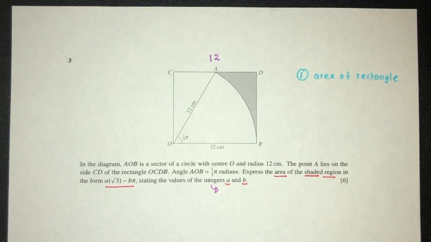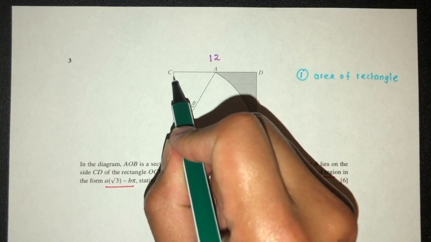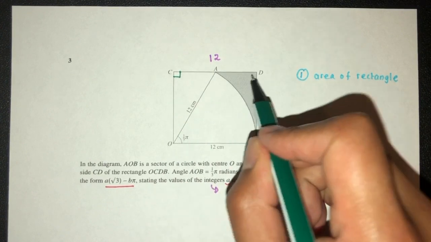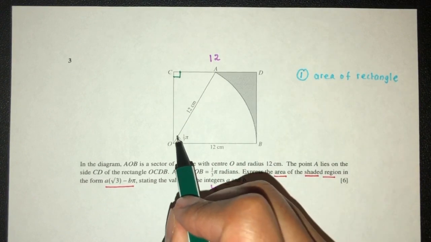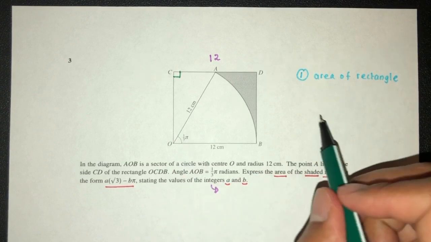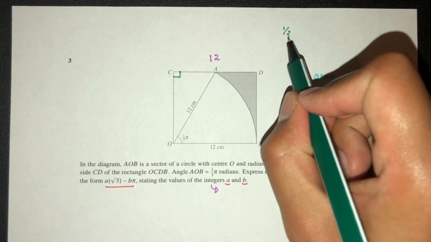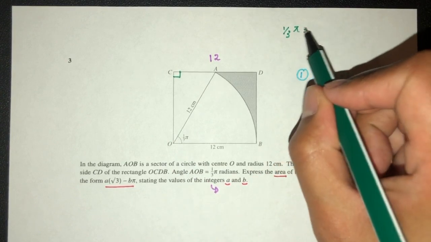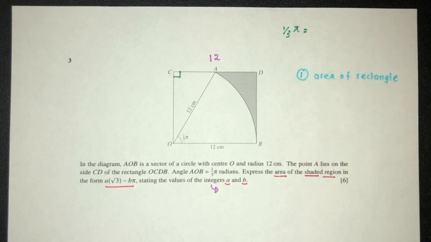Now given that this is a rectangle, this has to be 90, 90, 90, 90. This is 1 over 3 pi. Again, if you were to convert this to degrees, what is that? 1/3 times 180. This is 180 degrees. That should be what?